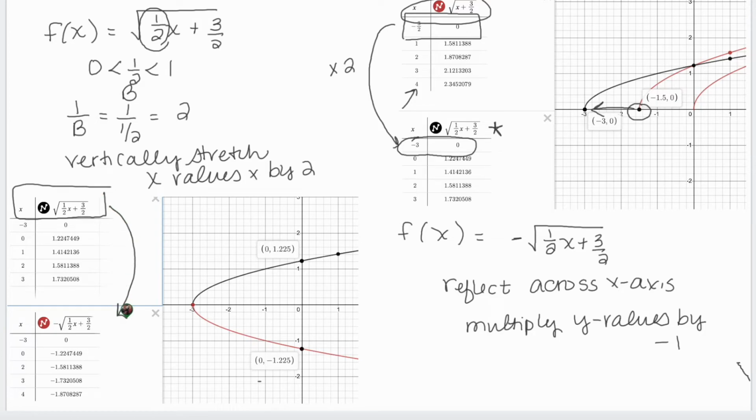Notice that every single y value became its opposite, while our x values remained the same. So my point (-3, 0) remains the same. However, (0, 1.225), notice as it's reflecting across the x-axis, becomes its opposite. The same is true for every single point. So this is where we are leaving off.